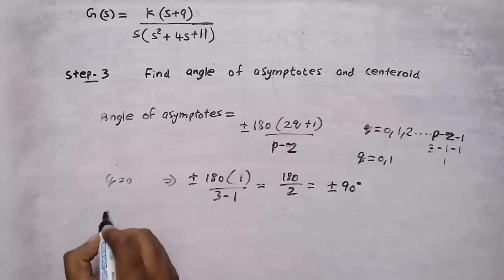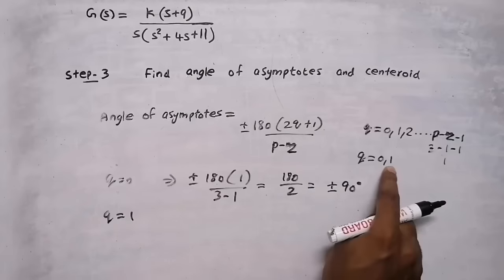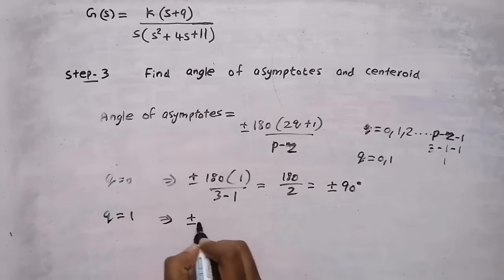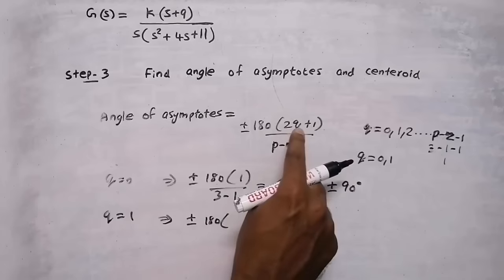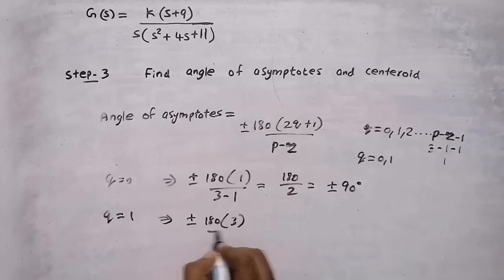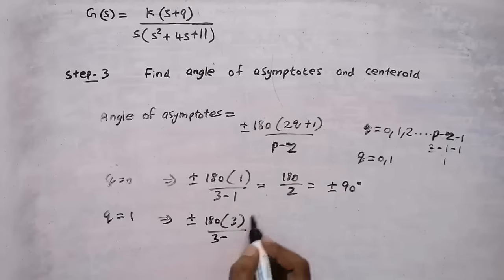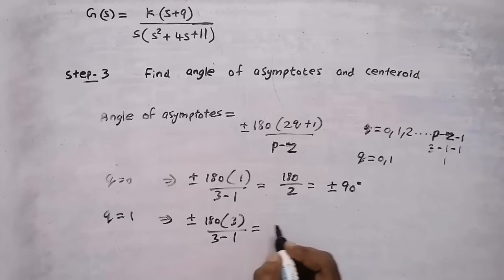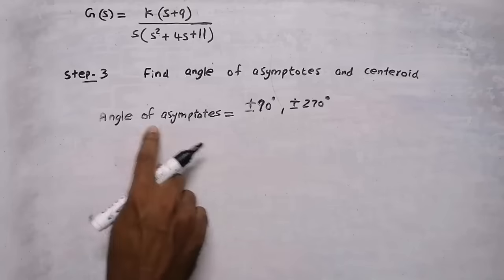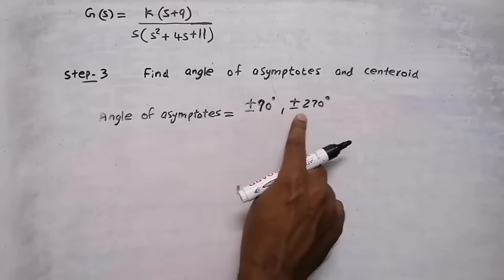Now the next q value is 1. We substituted 0, then we substitute 1. When we substitute q equal to 1, that is plus or minus 180 into (2 into q plus 1). q is 1, so 2 into 1 is 2, 2 plus 1 is 3. So 180 into 3 divided by number of poles 3 minus number of zeros 1, which is 2. So 180 into 3 divided by 2. 90 into 3 is going to be 270. So the value is plus or minus 270. These two are the angles of asymptotes. Thus we got the angles of asymptotes as plus or minus 90 degrees and plus or minus 270 degrees.